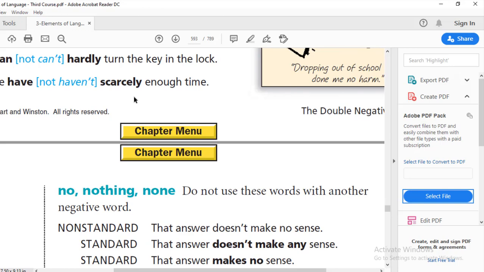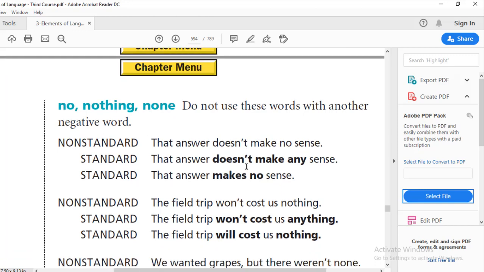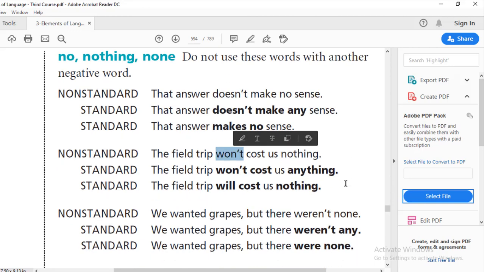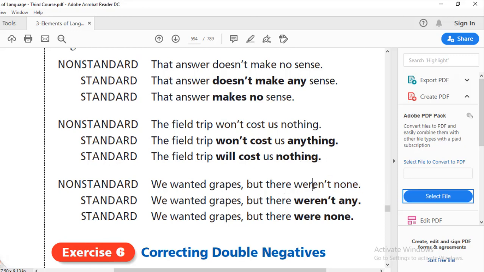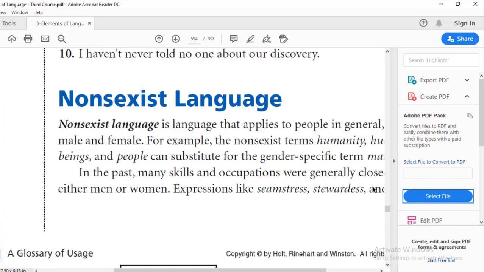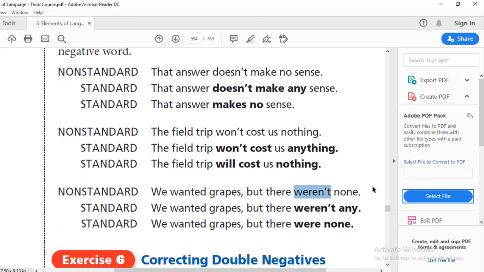What are other negatives? We have no and nothing and none, right? So don't use them also with any negative, like don't say that answer doesn't make no sense. You have no for negative and doesn't for negative, right? You have nothing here for negative and won't for negative. So avoid using these. We wanted grapes, but there weren't none, right? So here we have none and weren't. You cannot use them together. You can change one of them so that we only have one negative in the sentence, right?